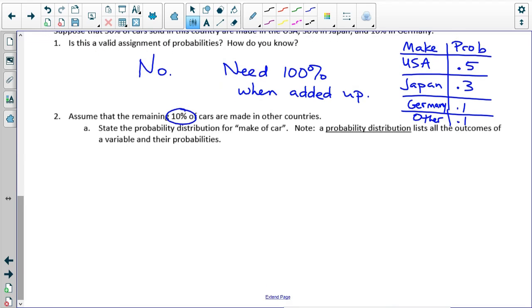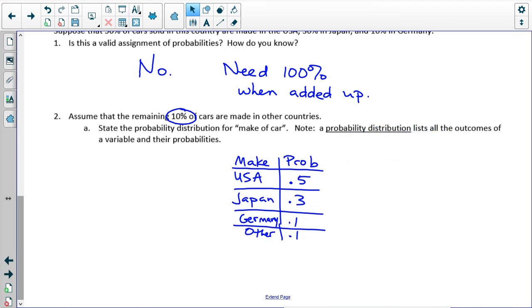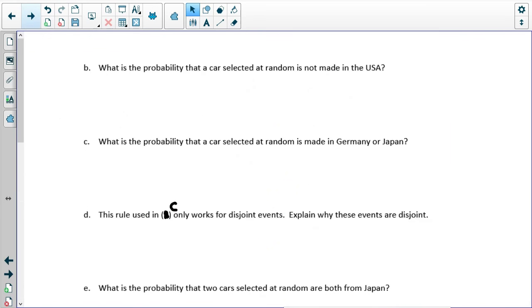So this is the probability distribution, and unfortunately I wrote it in the wrong spot, but there it is. A probability distribution lists all the outcomes and their probabilities. So that is a probability distribution.